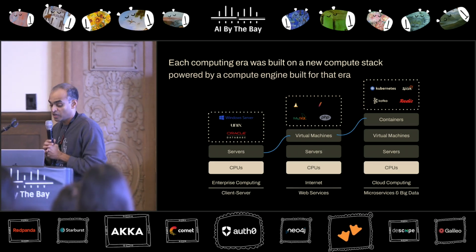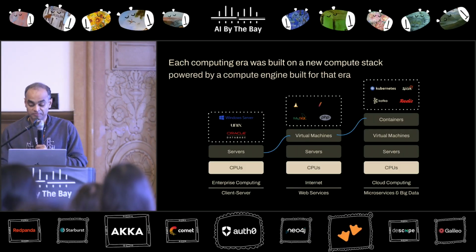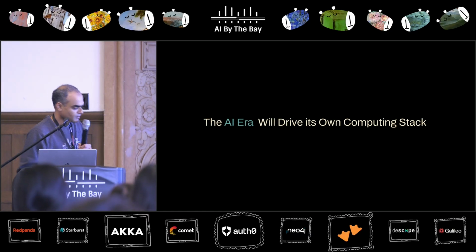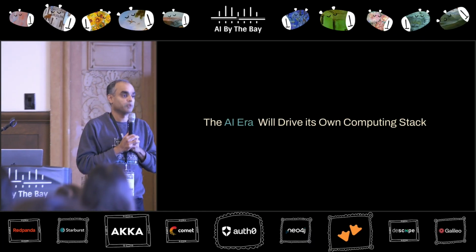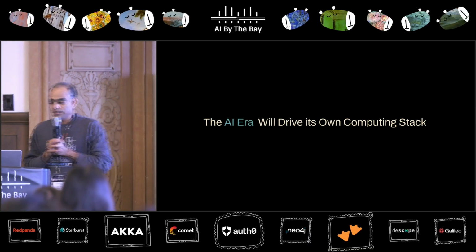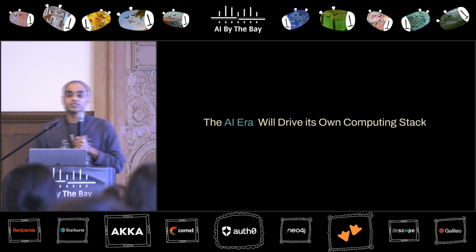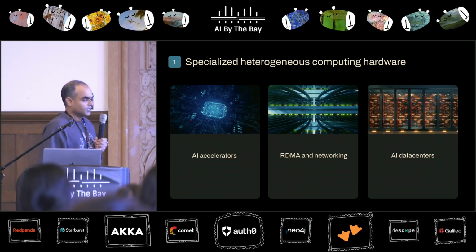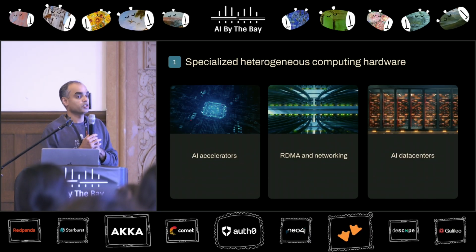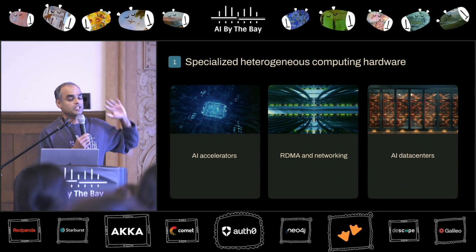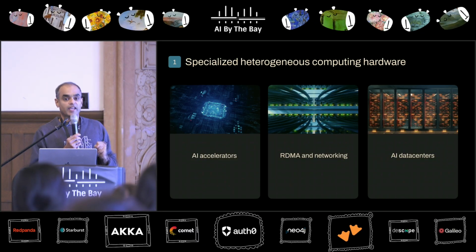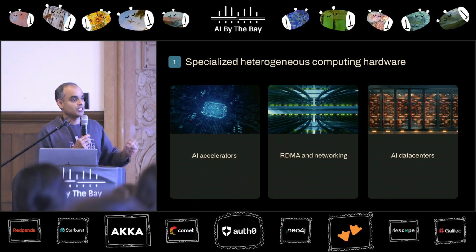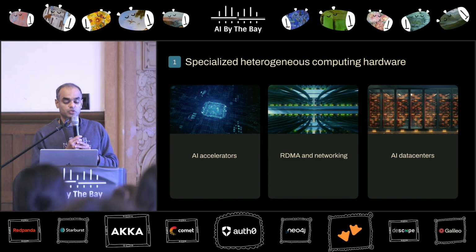But of course, we have now entered the AI era. What does that mean? The core hypothesis here is that the AI era needs its own computing stack. So let's try to understand why. There's specialized heterogeneous computing hardware now required. You see all the chip vendors, the cloud providers having their own AI accelerators. You see TPU chips. You see all the news about NVIDIA and AMD creating new chips.